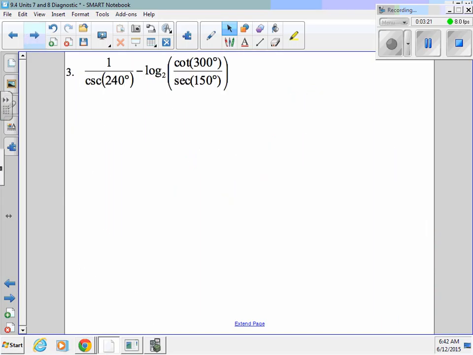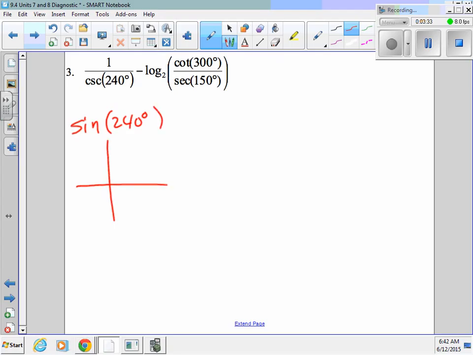All right, number 3, we have 1 over cosecant of 240 minus log base 2 of cotangent of 300 over secant of 150. I'm already in degrees, which is nice. This guy is sine of 240. 240 is in the third quadrant with a reference angle of 60. So opposite the 60 is negative radical 3. Adjacent is -1. My hypotenuse is 2. Sine is opposite over hypotenuse. I get negative radical 3 over 2. And you should be able to do it with the relative speed that I can, to be honest with you.